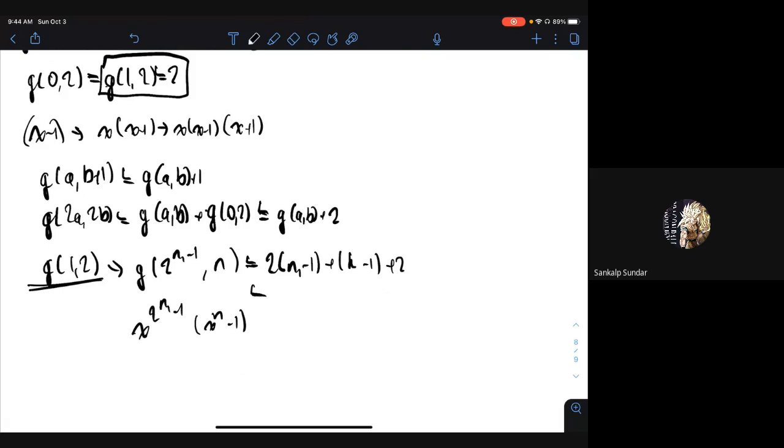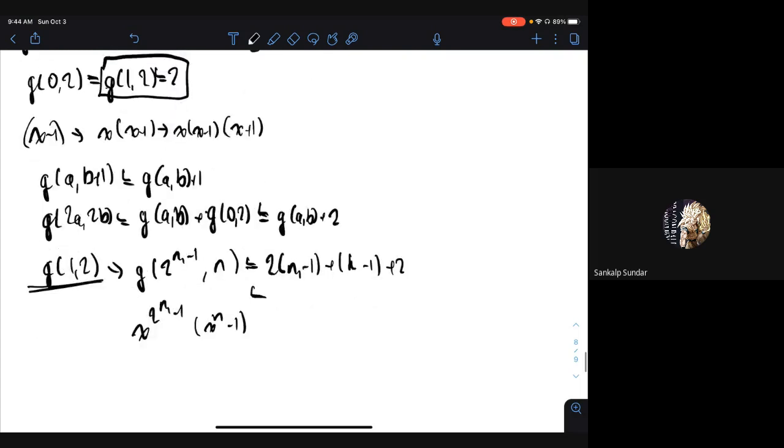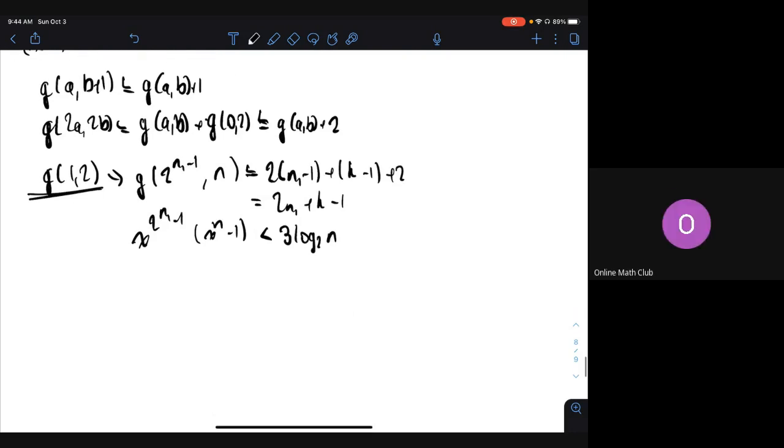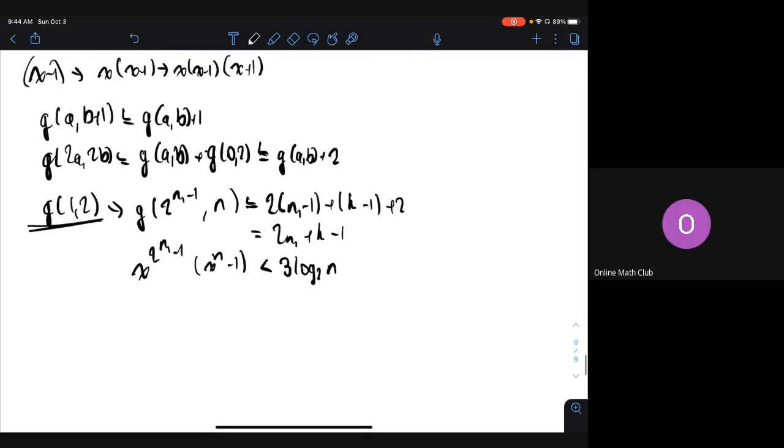So what this means is that now we have g of 2 to the n minus 1 minus 1 comma n is less than or equal to this, and n1 is clearly less than log 2 of n, and k is clearly also less than log 2. And if you just expand, this is equal to 2n1 plus k minus 1, which is less than 3 log 2 of n.